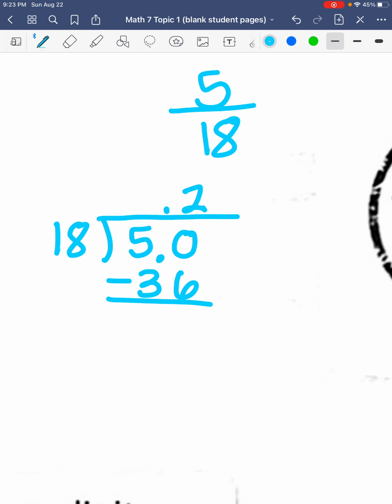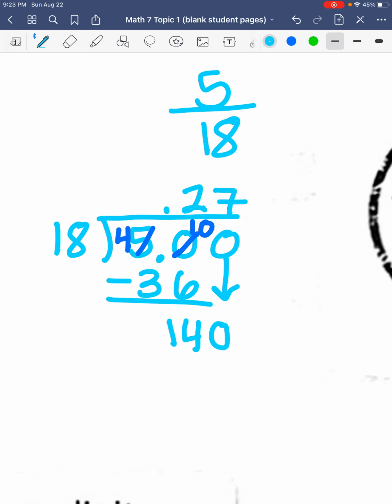So when I subtract, I'm going to have to borrow. So this is going to become a 4, and this is going to become a 10. 10 minus 6 is 4. 4 minus 3 is 1, so I have 14. Now I'm going to add a 0 and bring that down. Can 18 go into 140? Well, yes, it can. I know that 18 times 10 is 180, so that's 40 too big.